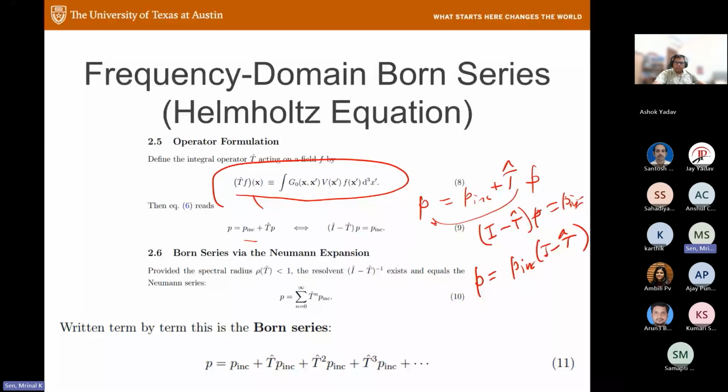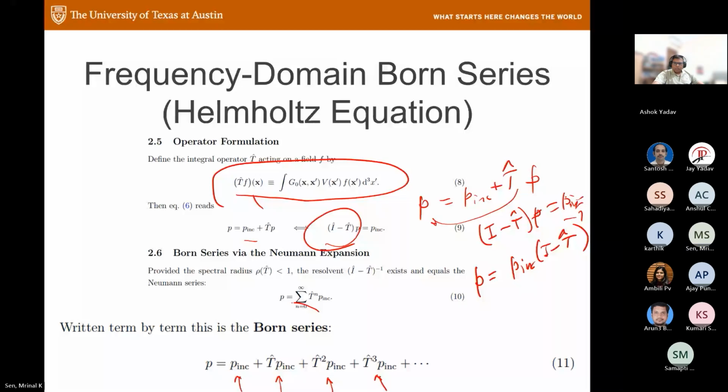So the way we'll then do this is I can just expand this as a series, because this is to the power minus 1. We expand this as a series, and you can say that I have P incident, T hat P incident, T square P incident, T to the power 3 P incident. And this is called a Born series.